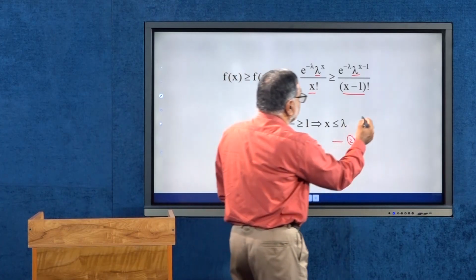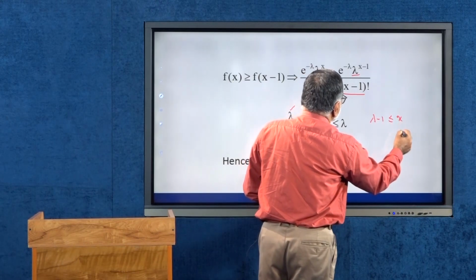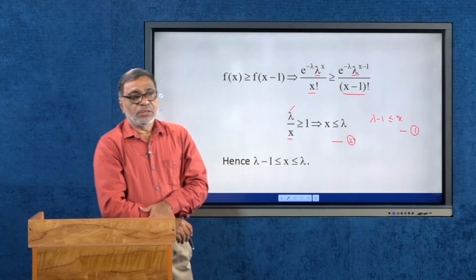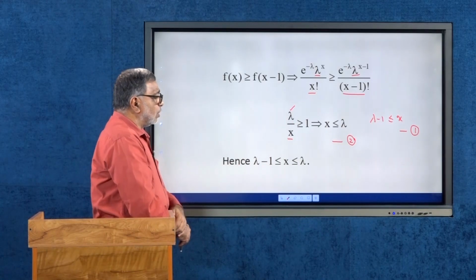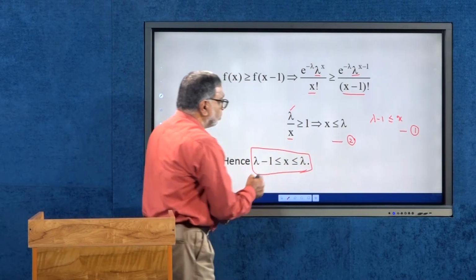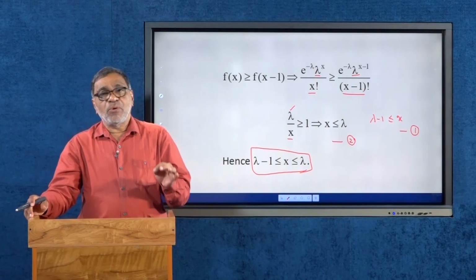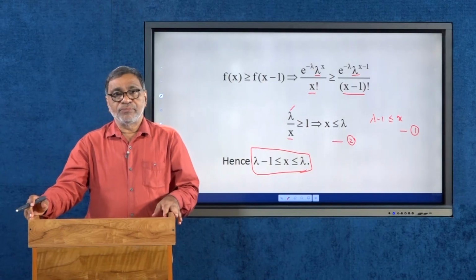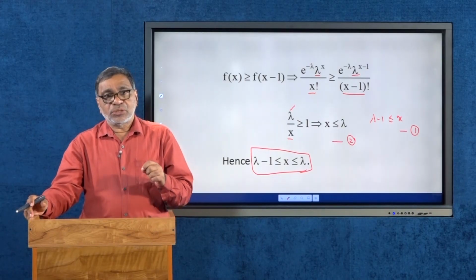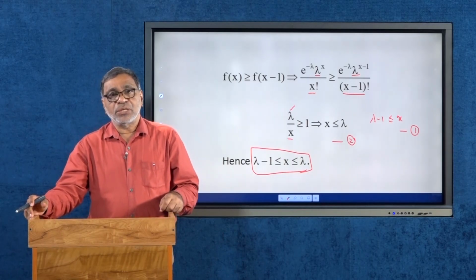So, just note, the first inequality is lambda minus 1 less than or equal to x. This is our first inequality we obtained, and this is our second inequality. Combining these two inequalities, we have lambda minus 1 less than or equal to x less than or equal to lambda. So, what we derived here is, if x is the mode of the Poisson distribution with parameter lambda, that mode x is obtained by identifying the inequality lambda minus 1 less than or equal to x less than or equal to lambda.